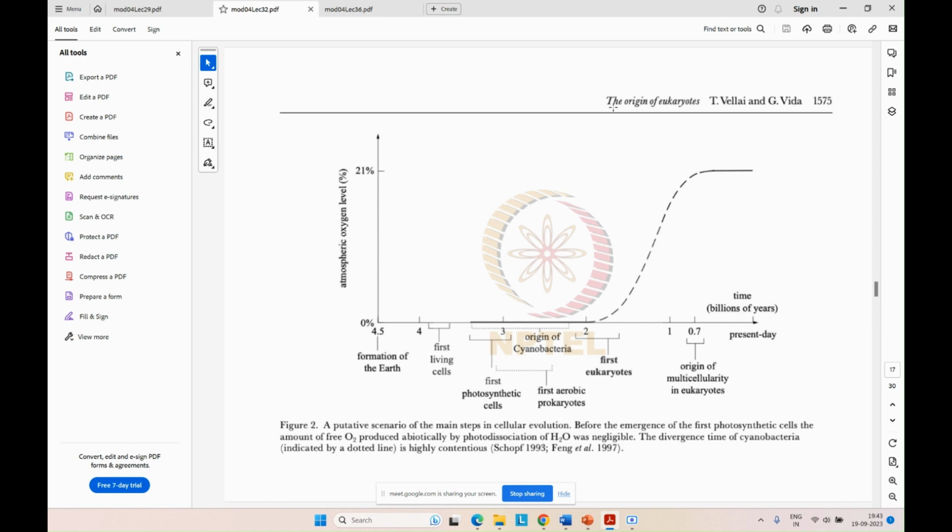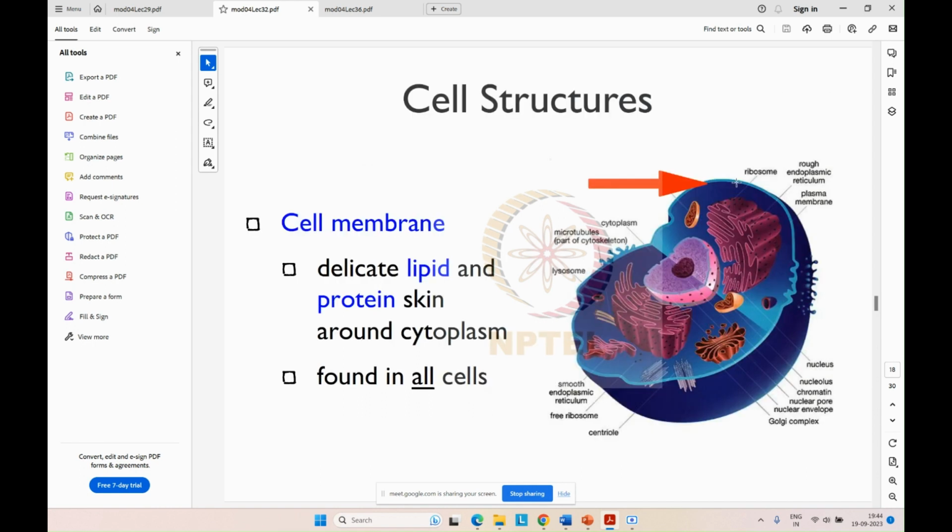Now, the first eukaryotes showed up around 2 billion years ago, and the conditions kept changing. There was a drop in CO2 levels, there was an increase in oxygen levels, and there was sunlight, and all of this culminated together to positively select the present-day eukaryotes. And now, coming to the structures that are present inside the cell.